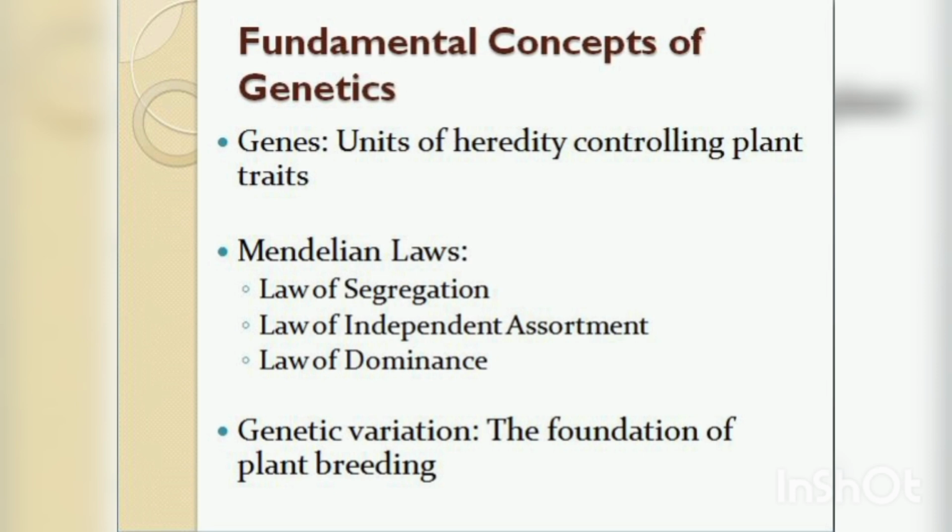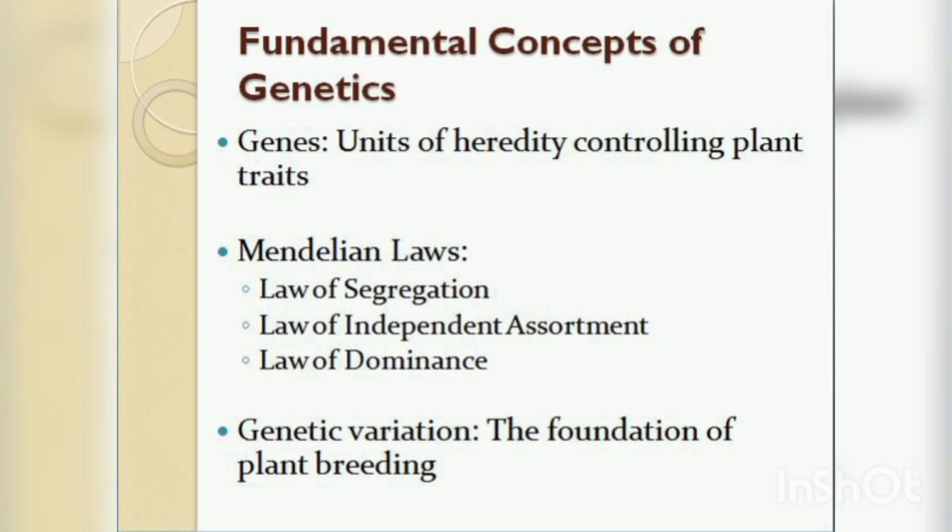Plant breeding is based on Mendelian genetics, which includes three fundamental principles. 1. The law of segregation. This states that each plant inherits two alleles for a trait, one from each parent, but only one is passed on to the next generation.